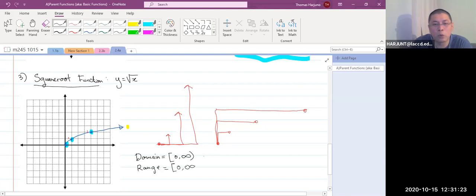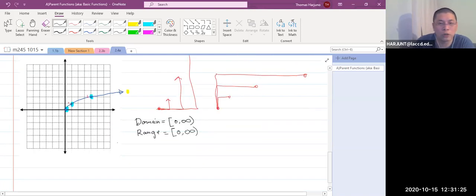It has a starting point. Of course, we should not call that a vertex. I call that a quote-unquote vertex. Okay, it's not a vertex. A vertex means there's a symmetry. This function doesn't have symmetry. I call that vertex in the sense of a starting point. The starting point is 0, 0. Okay.